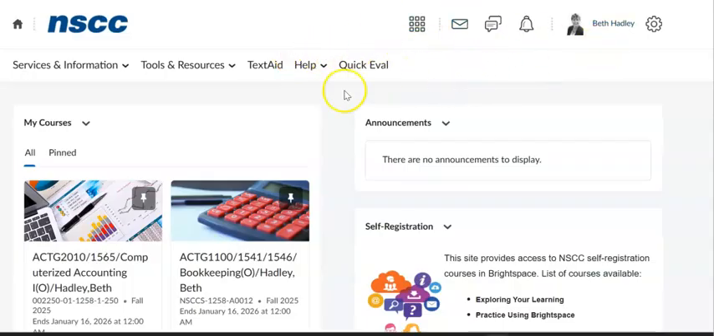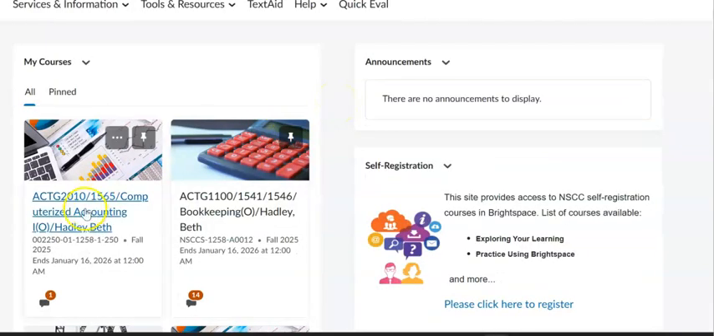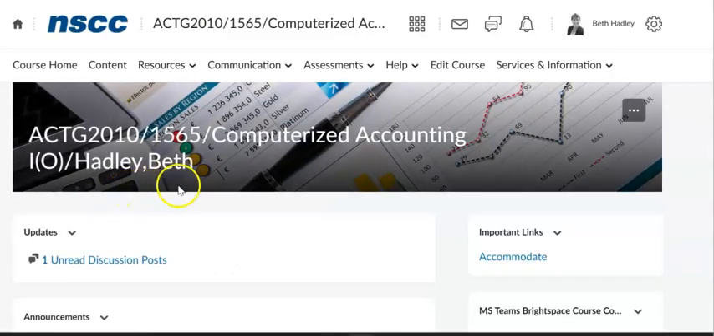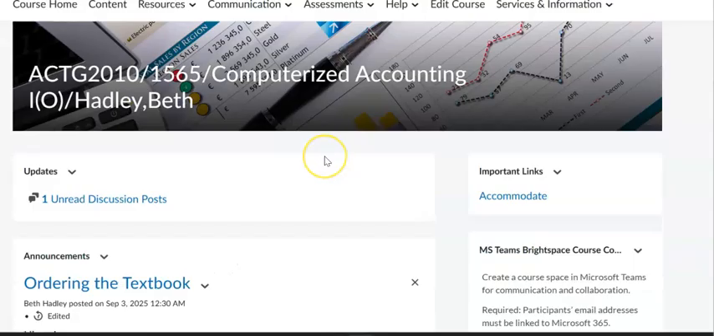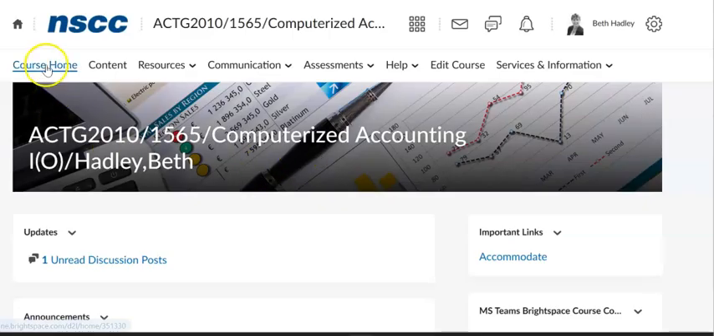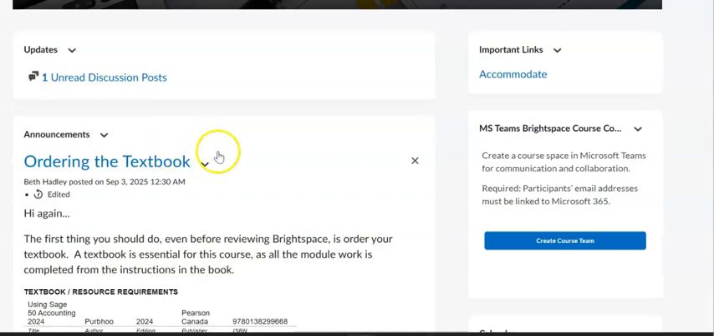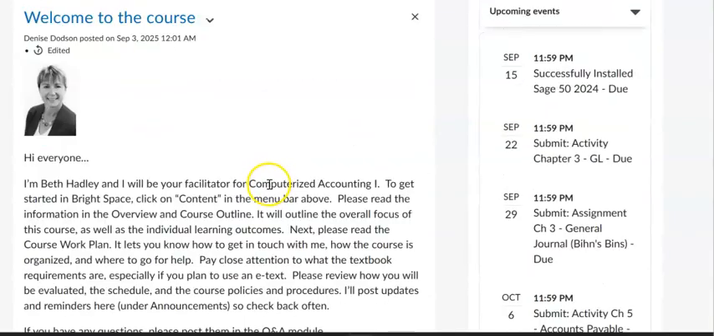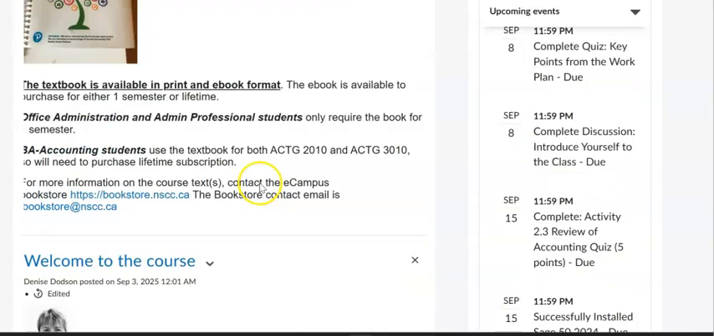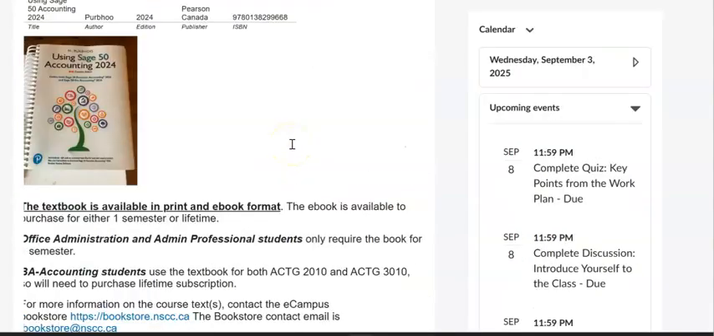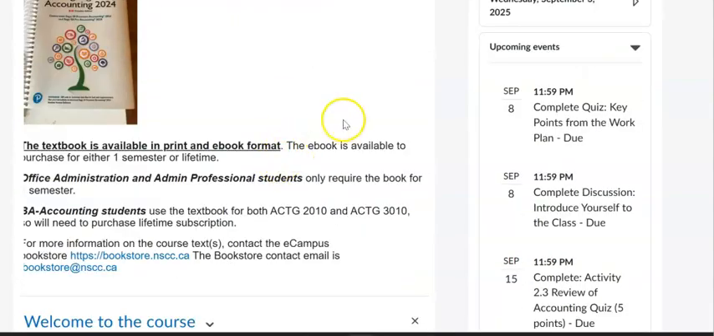So as many of you would have taken courses through Brightspace before, you will see this course in your lineup of courses that you're taking. So we're going to click on there. Under the course home, you're going to see the announcements, and a couple of announcements already came out. One was welcoming you to the course, and the other is talking about ordering the textbook.